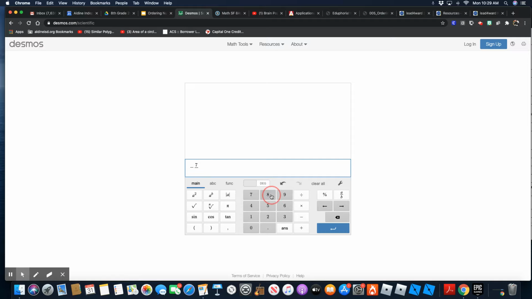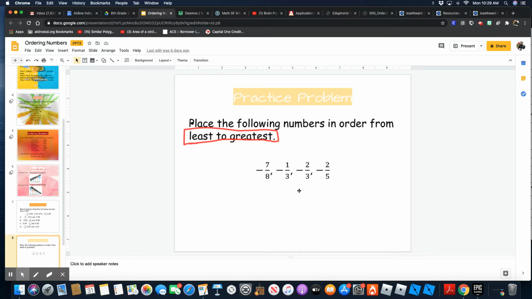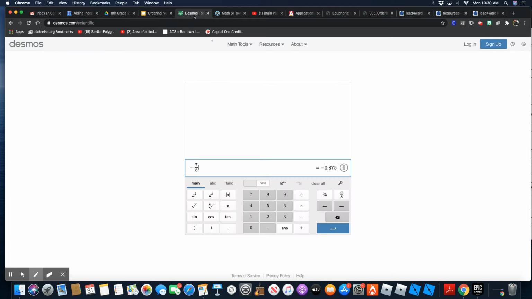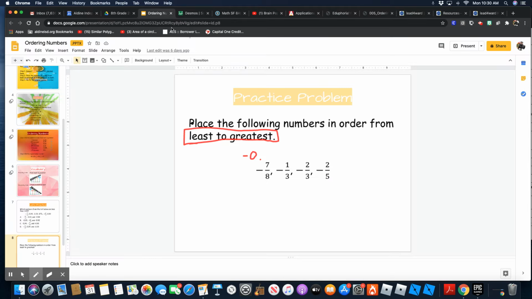If I go to my trusty calculator, -7 divided by 8 gives me -0.875. I'm just going to stop two places after the decimal. I'm not even worried about rounding this number right now. So that was negative, what was it? Just a quick check. -0.87.